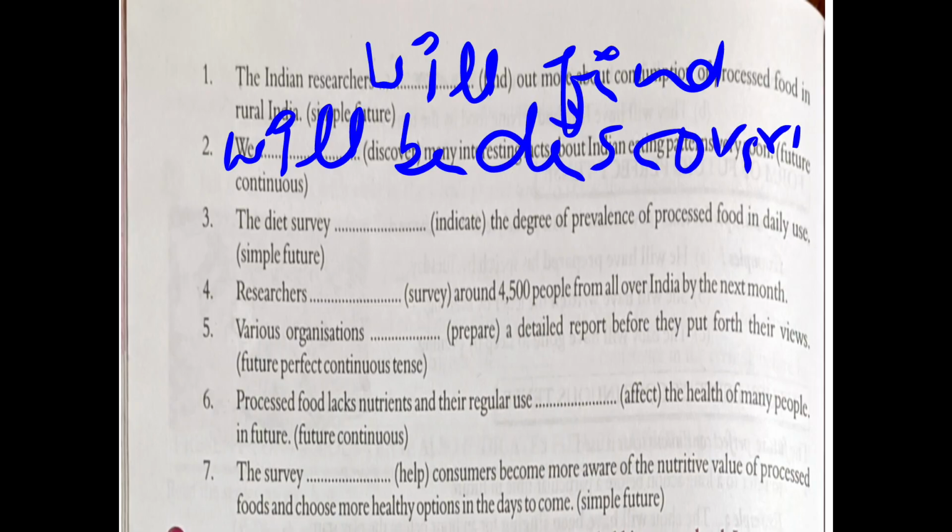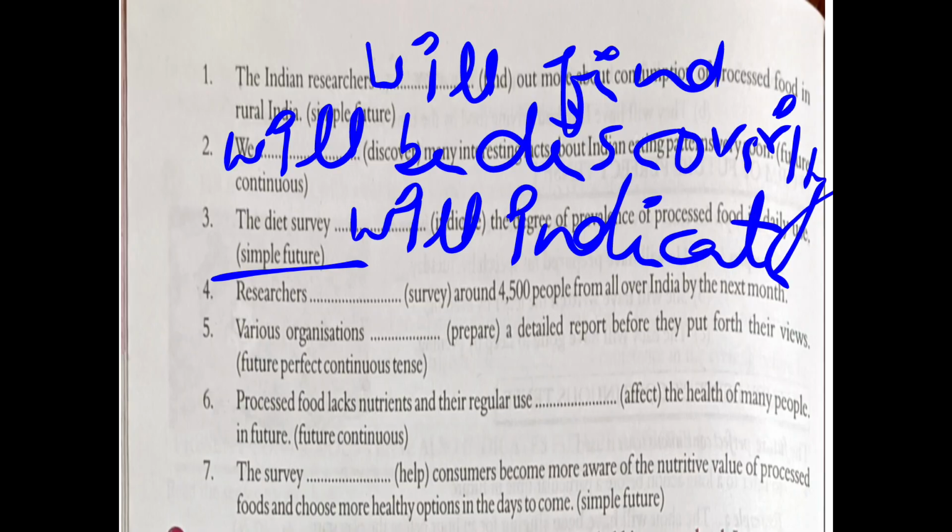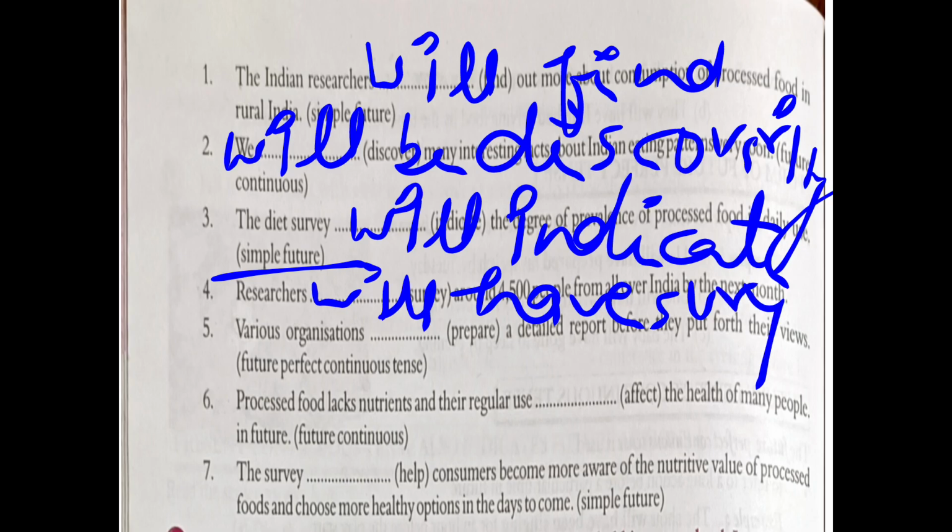Discovering. We will be discovering many interesting facts about Indian eating patterns very soon. Now you need to change it into simple future. Very simple. The diet survey will then indicate. Okay. Now researchers will have surveyed. Will have then surveyed. Okay.